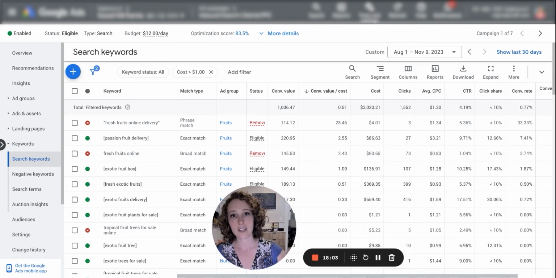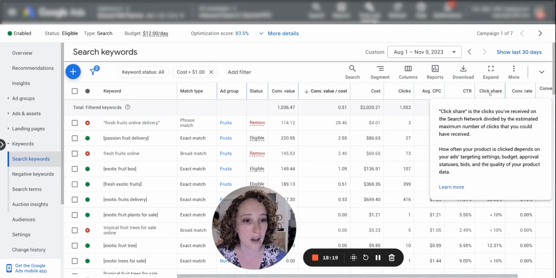Can you easily shove more money into the other search terms, the other keywords, or are you kind of maxing out all those other keywords and it's going to start getting expensive to use them? So the click share column shows you, let's see, it says, click share is the clicks you received on the search network divided by the estimated maximum number of clicks that you could have received for that keyword. How often your product is clicked depends on your ad's targeting settings, budget, approval statuses, bids, and the quality of your product data.